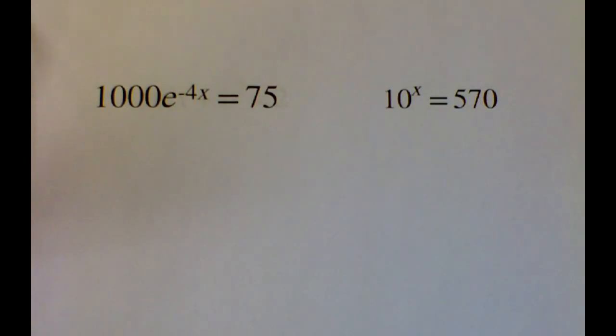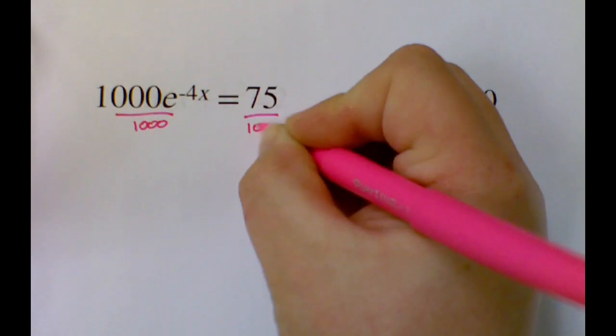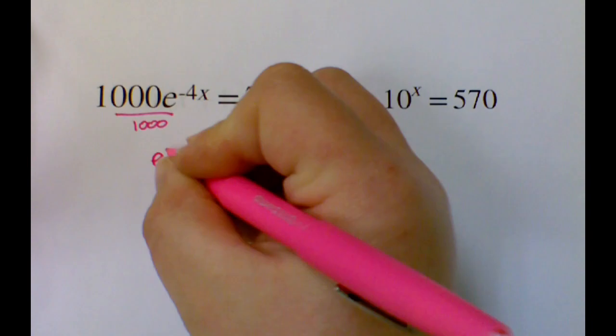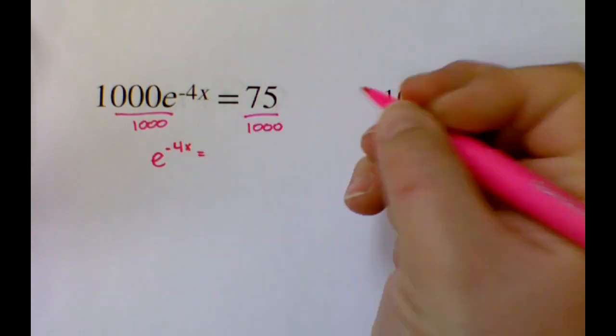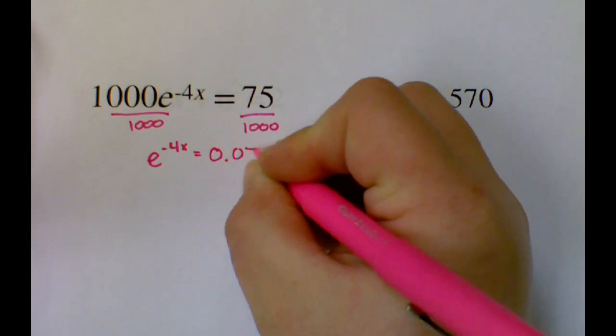All right, next up, we need to get our e to a power alone, so we need to divide both sides by 1,000. We get e to the negative 4x power equals 75 over 1,000. Let's write it as a decimal. It's 0.075.